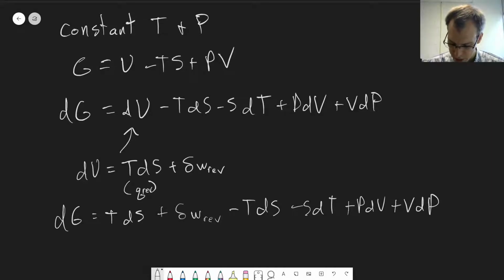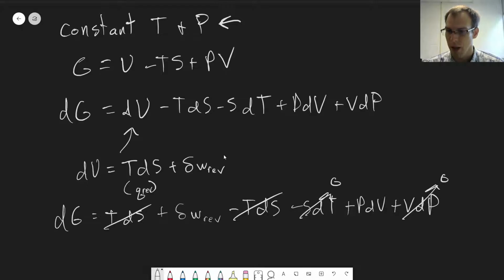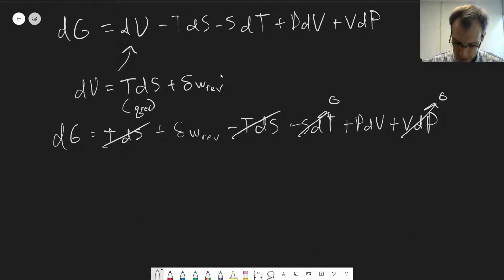All right. We can start canceling some things now. So our TdS terms here will cancel. We're at constant temperature and pressure, so this term goes to 0 and this term goes to 0. And so what we're left with is that dG is equal to dW reversible plus PdV.